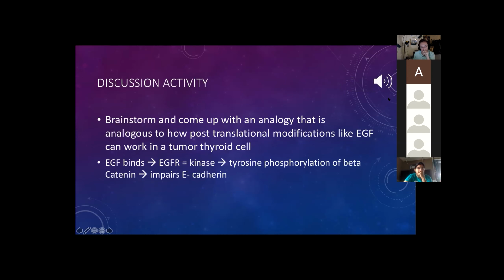For the discussion activity, brainstorm and come up with an analogy that is analogous to how post-translational modifications like EGF can work in a tumor thyroid cell.